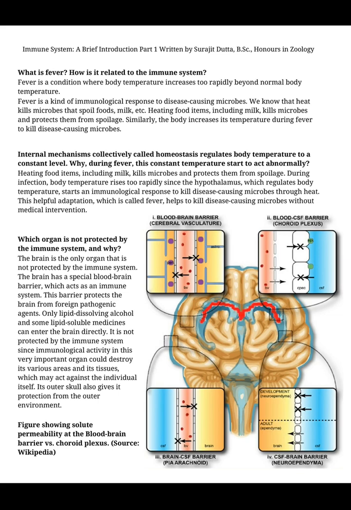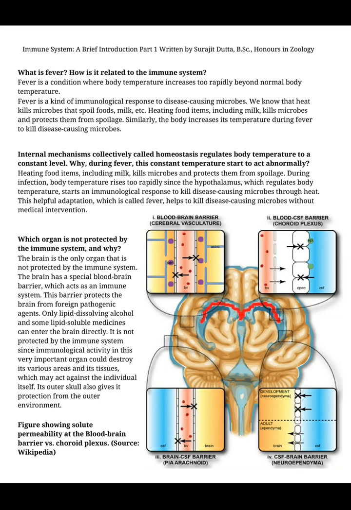Which organ is not protected by the immune system, and why? The brain is the only organ that is not protected by the immune system. The brain has a special blood-brain barrier, which acts as an immune system. This barrier protects the brain from foreign pathogenic agents. Only lipid-dissolving alcohol and some lipid-soluble medicines can enter the brain directly.